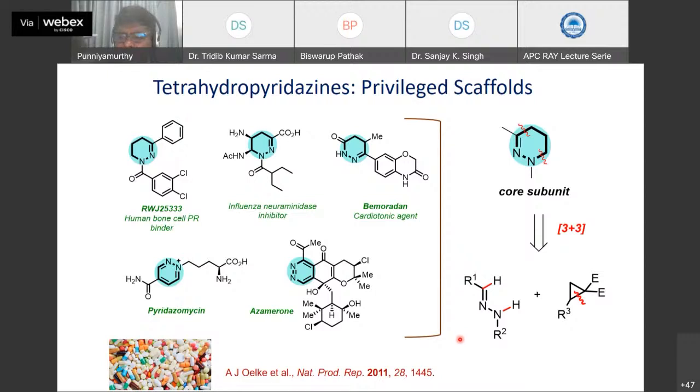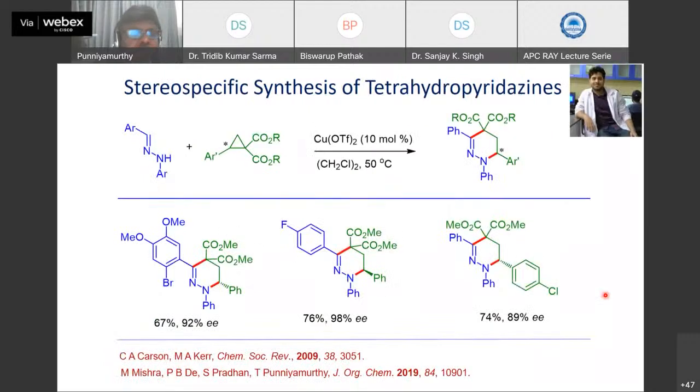As we already know, copper triflate can be used as a Lewis acid and redox catalyst. So with this, we added the donor-acceptor cyclopropane, which is very reactive and easy to handle. As expected, the reaction works very well. You can see the reaction conditions here. When you take the benzyl hydrazone and the donor-acceptor cyclopropane in the presence of 10 mole percent copper triflate in dichloromethane at moderate temperature, we can make this tetrahydropyridazine.